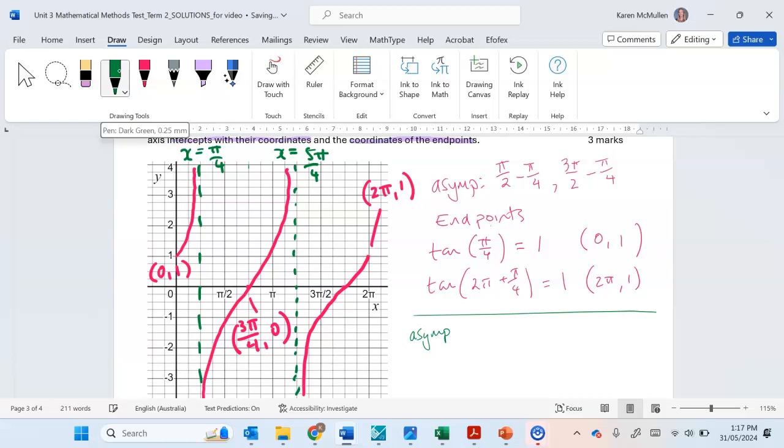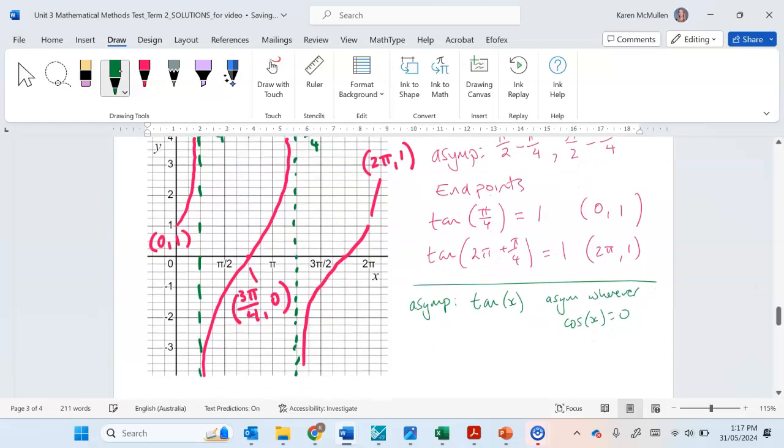Now, with a normal tan graph, so tan x, you're going to have asymptotes wherever cos x equals 0. That's because tan is equal to sine over cos, and we can't divide by 0. So that's why we have our asymptotes.